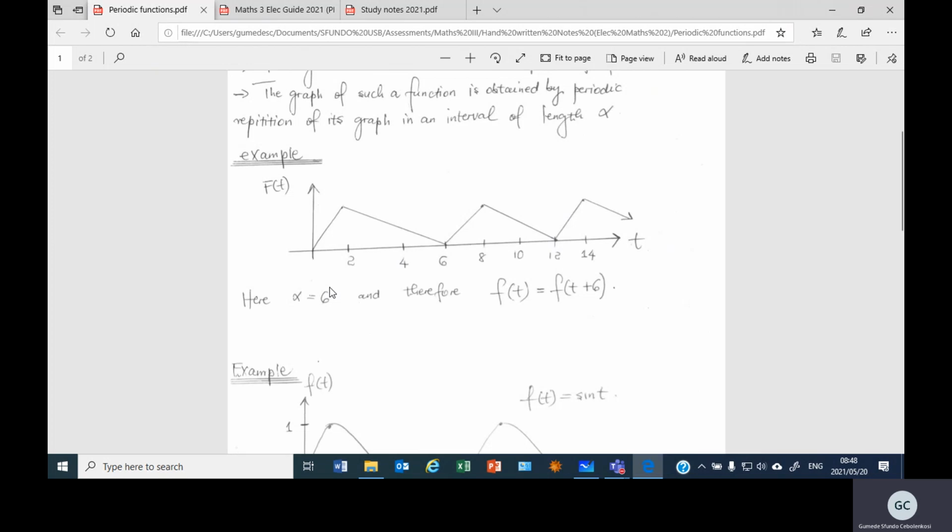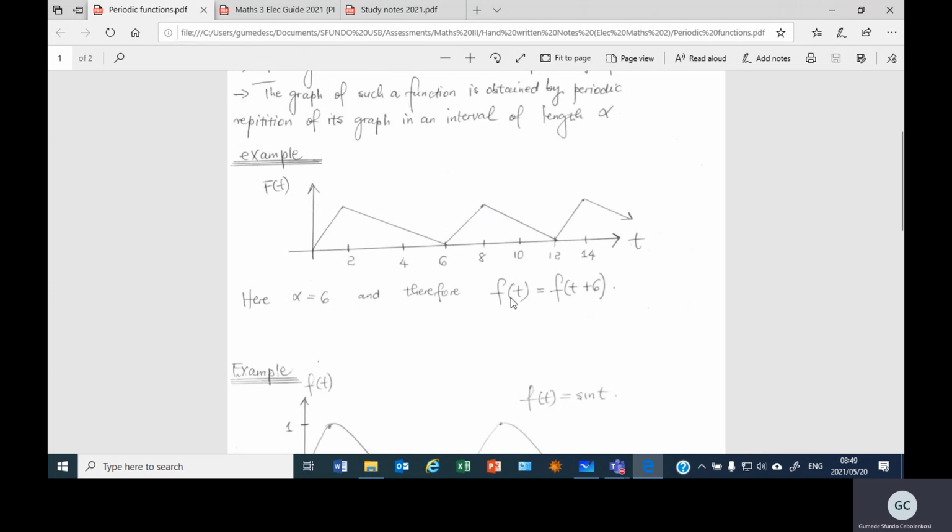So you already see that the graph here repeats itself after 6 units. Same thing applies. Look at it at 2, it is here on top. At 8, it is here on top. Also at 14, it's here on top. So from 2 to 8 is 6 units. From 8 to 14 is 6 units. So it means this graph repeats itself after every 6 units. So it means, hence, the period of this graph is 6. Let me call it alpha, 6.